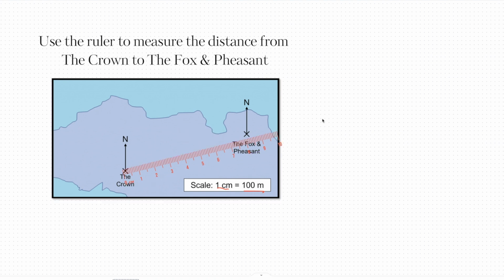So what does that mean? If that distance is 8 centimeters, and for every 1 centimeter equals 100 meters, that means the distance from the crown to the fox and pheasant is going to be 800 meters in real life.